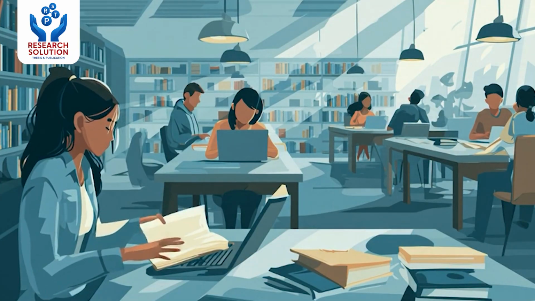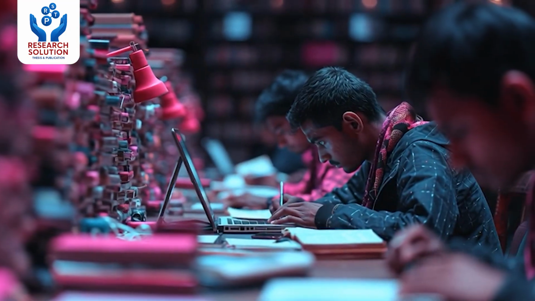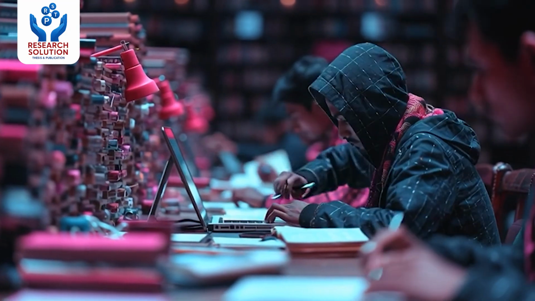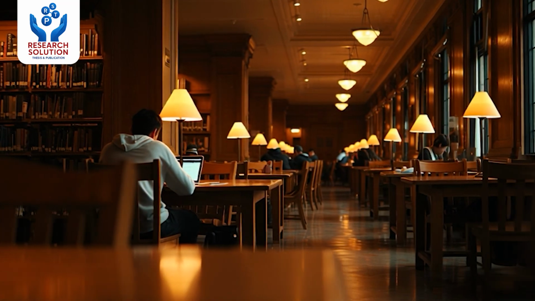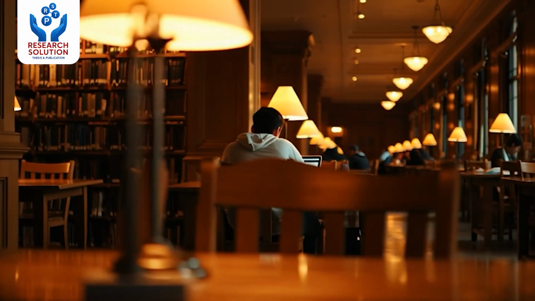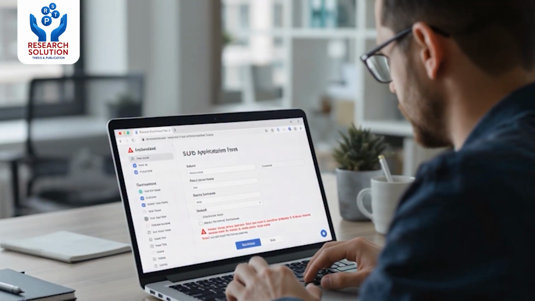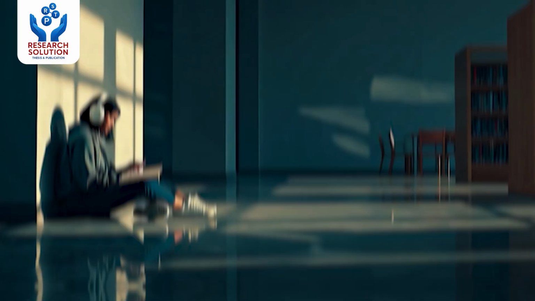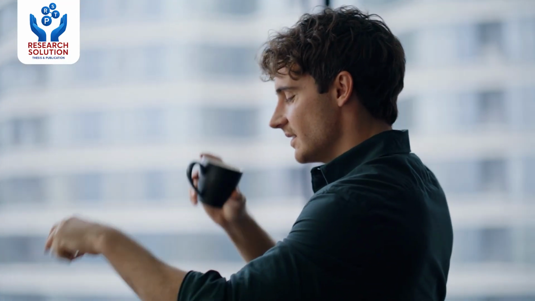Observational research means watching behavior without interfering. The researcher does not ask questions or change anything, only observes. For example, a researcher may observe how students study in a library. They may notice who uses books, who uses laptops, who studies alone, and who studies in groups. The researcher does not disturb the students or tell them what to do.